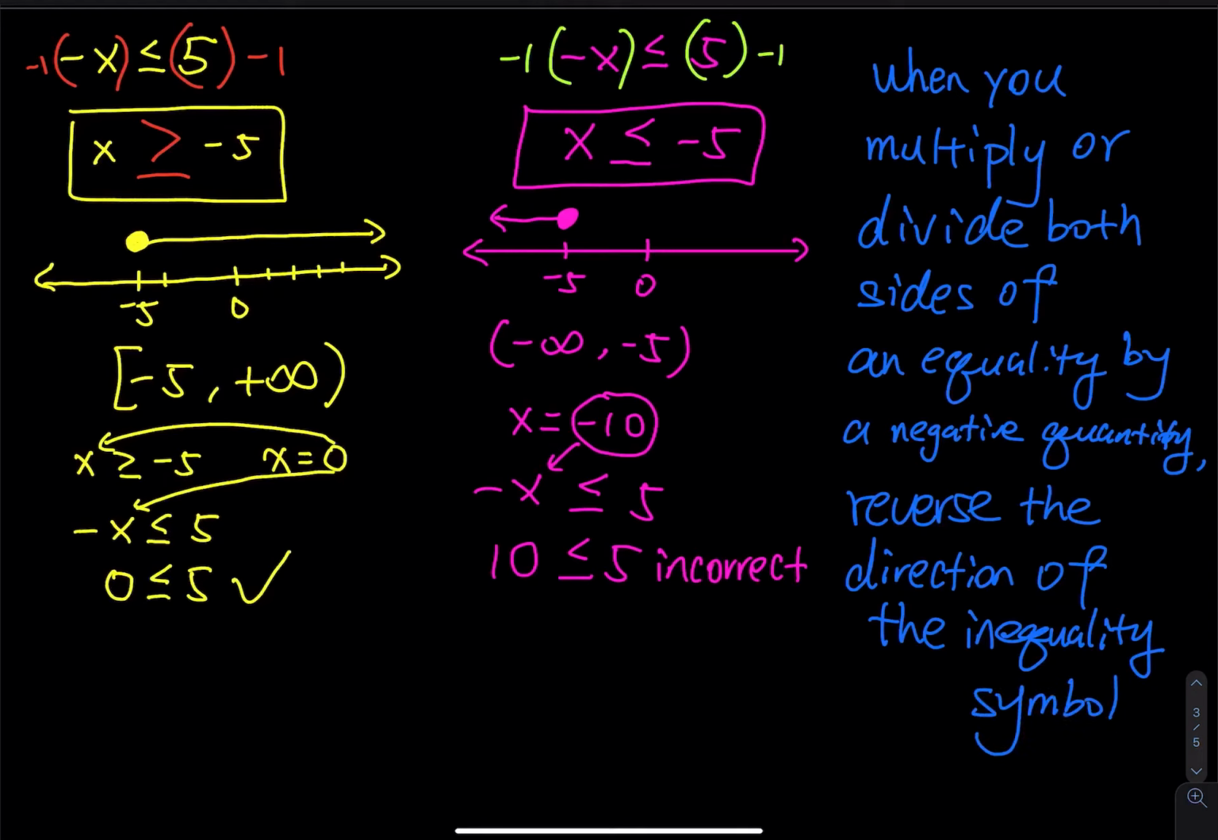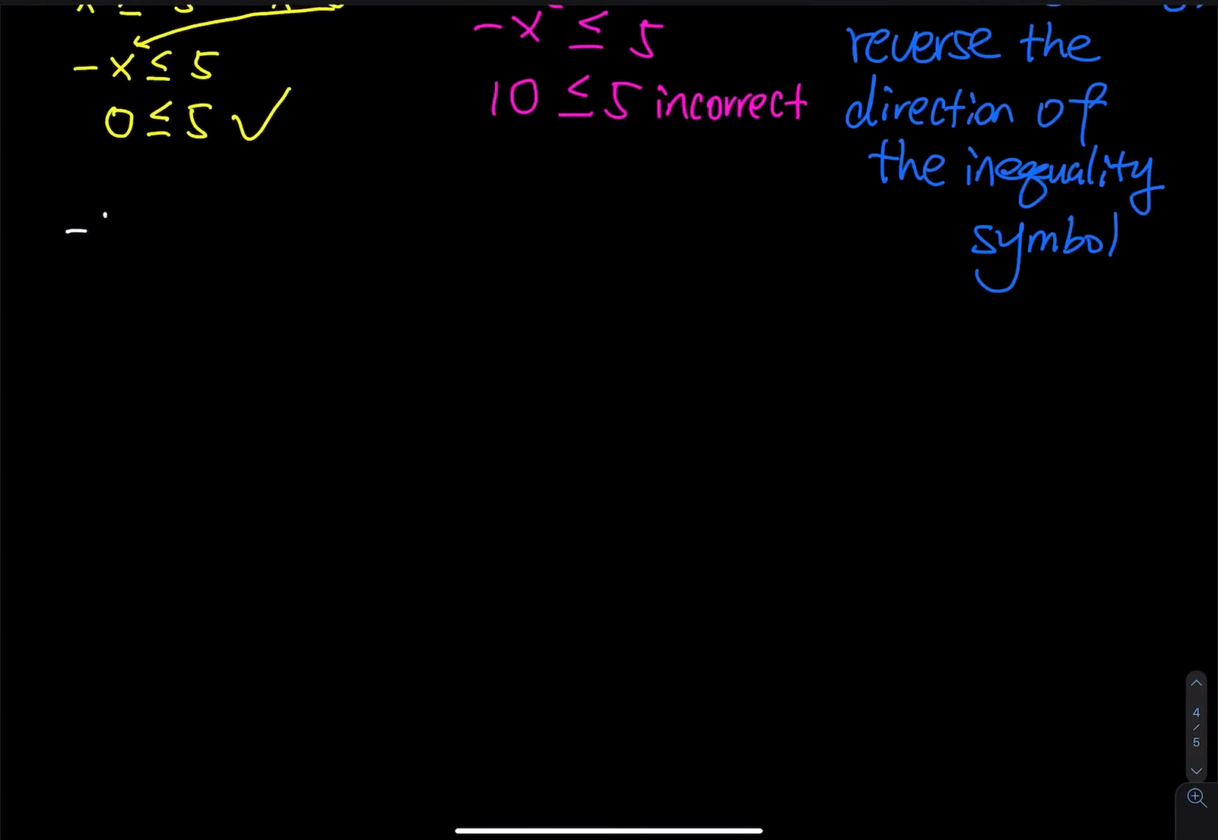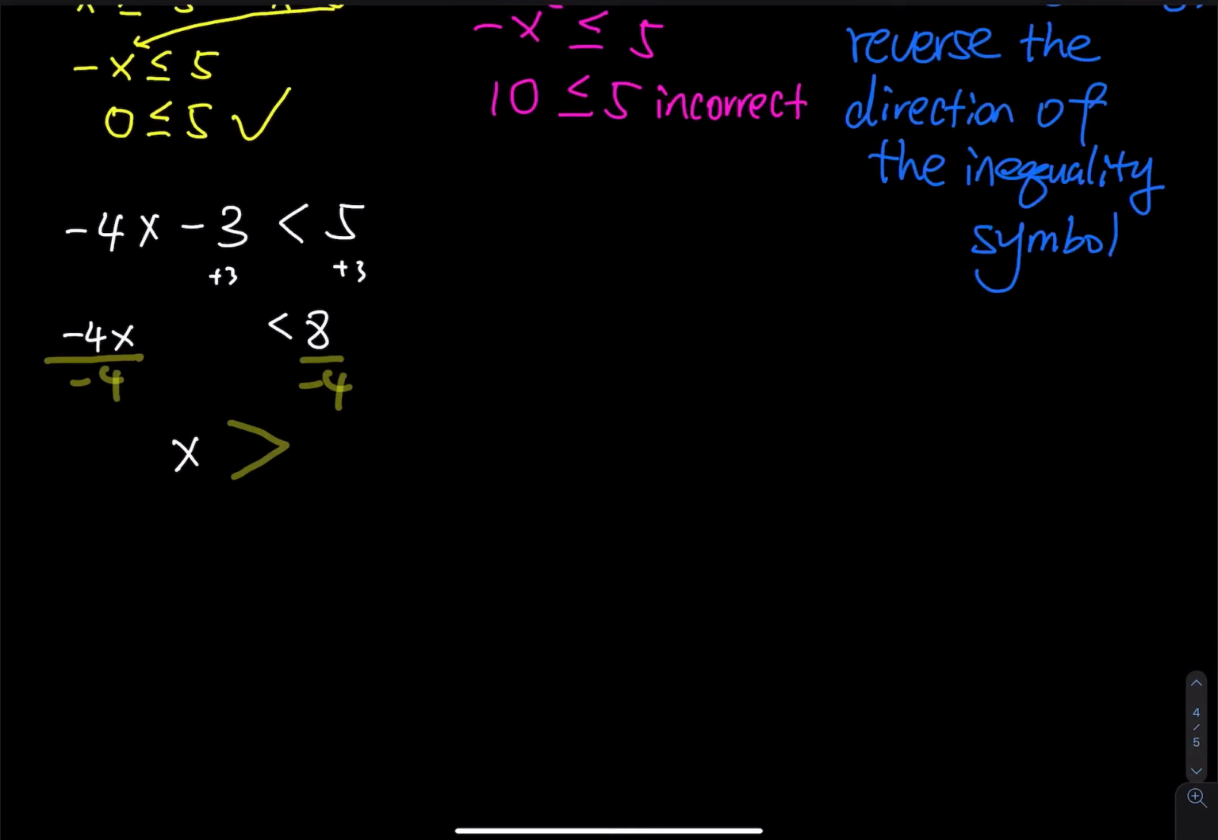So that's the lesson we learned from the first inequality. And then using this lesson, we won't make a mistake in number 2 and number 3. So let's move on to number 2. I'm going to use a different color to do number 2. So number 2 is negative 4x minus 3 less than 5. So first we add 3 on both sides, right? So this will be negative 4x less than 5 plus 3, which is 8. And then we divide both sides by negative 4. Since negative 4 is negative, that means we have to reverse the direction of the inequality symbol. So that will be x greater than negative 2.